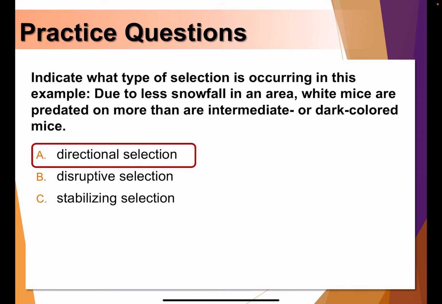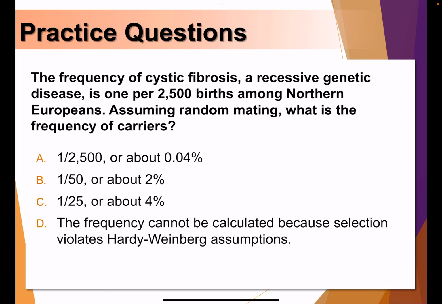So here are the calculation ones coming. The frequency of cystic fibrosis, a recessive genetic disease, is 1 per 2,500 births among Northern Europeans. Assuming random mating, what is the frequency of carriers? So here we have 1 out of 2,500 births that have cystic fibrosis. That is equal to 0.0004. And that is actually your q squared, because this is a recessive genetic disease.